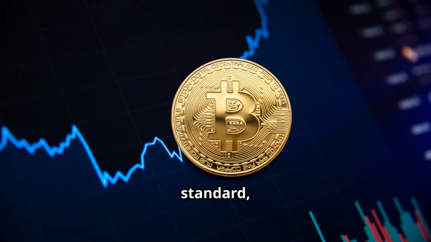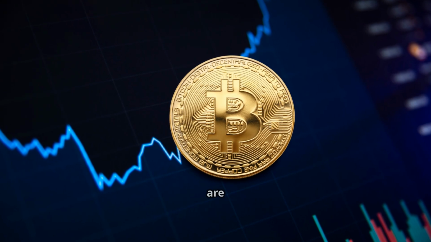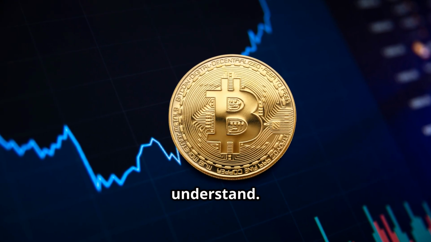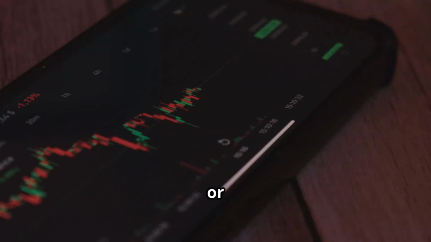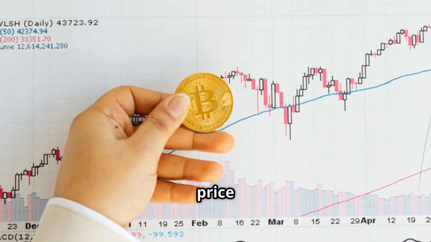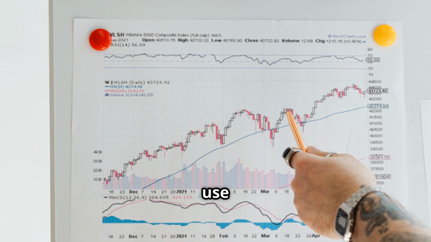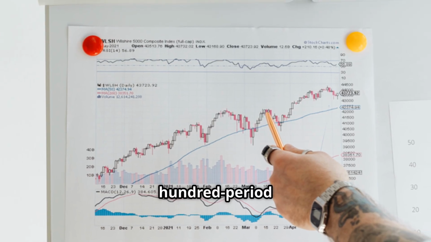They are all standard, free indicators available on TradingView. Don't worry, they are incredibly easy to understand. The first and most important tool is the exponential moving average, or EMA. Think of it as a smoothed out price line that shows the average price over a period. We will use 2 of them, the 50 period EMA and the 200 period EMA.